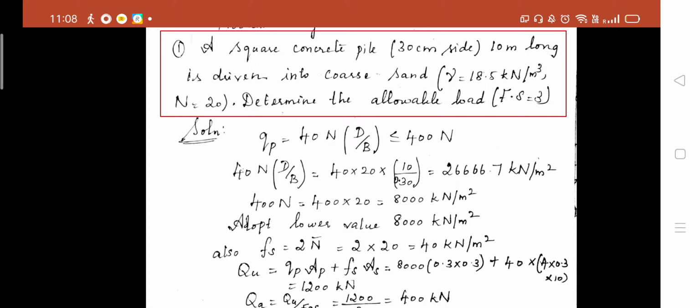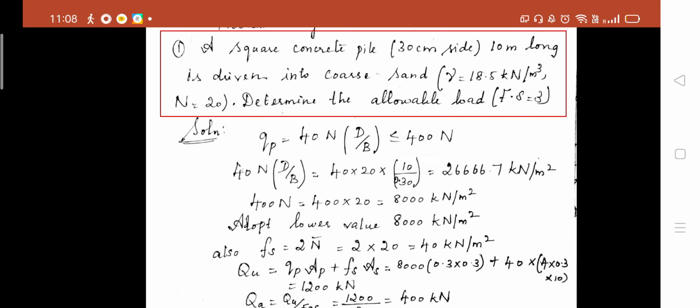When it is sandy soil and it is a driven pile, we know that the formula for small qp is 40 N into D by B. 40 N into D by B. Or we have qp is equal to 400 into N, and whichever is smaller we will take that value for small qp. First we will find the 40 N into D by B.